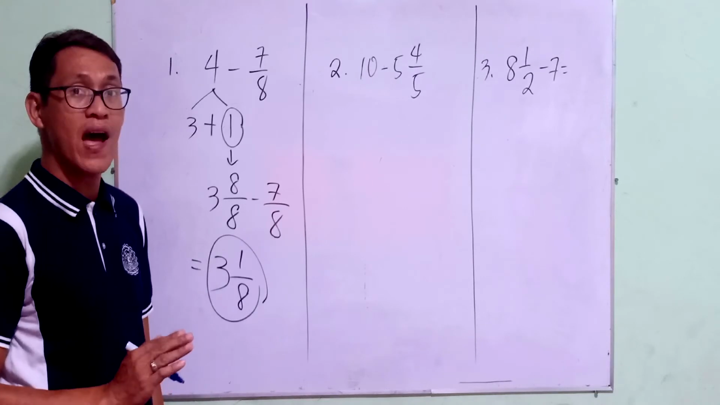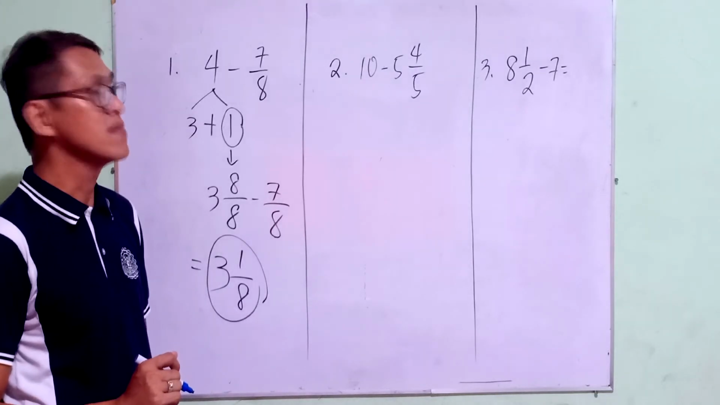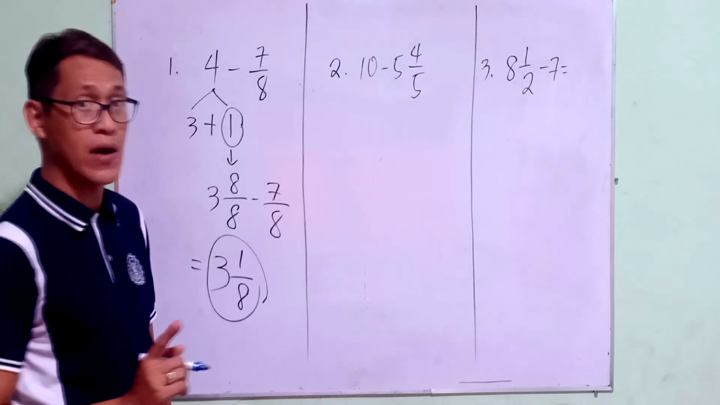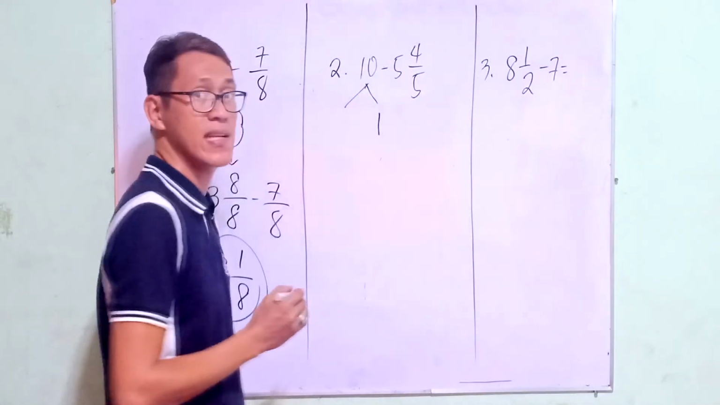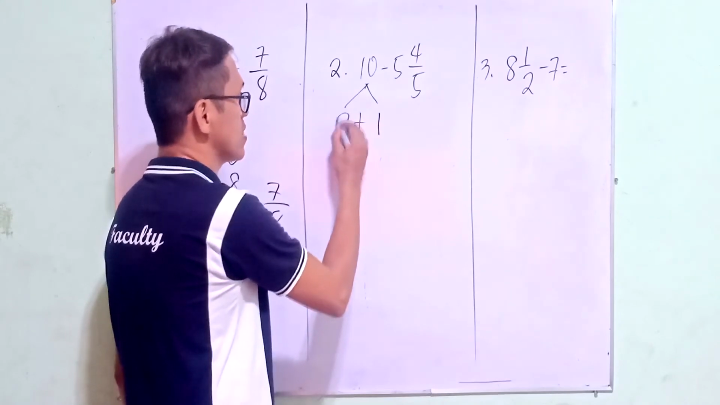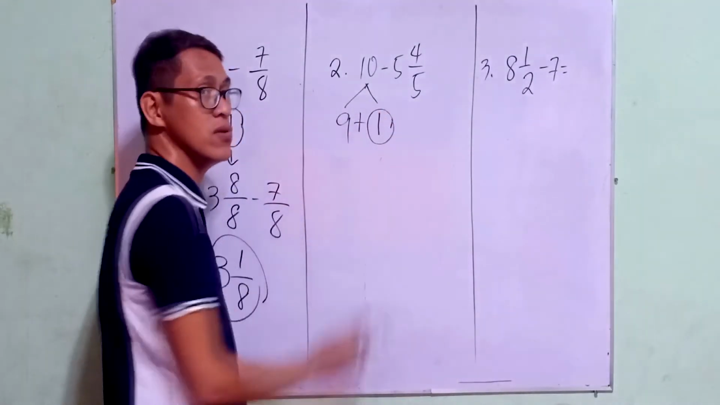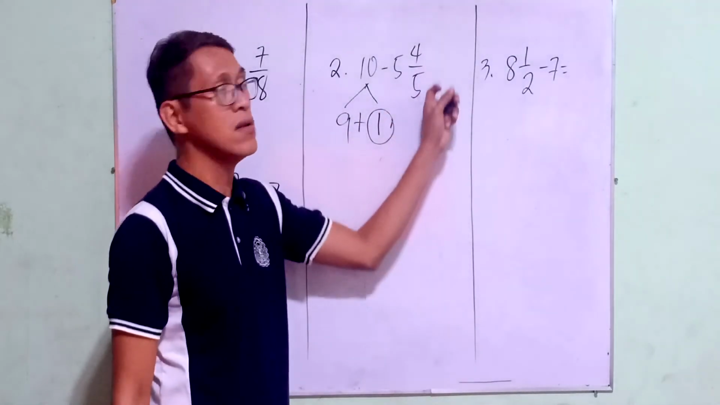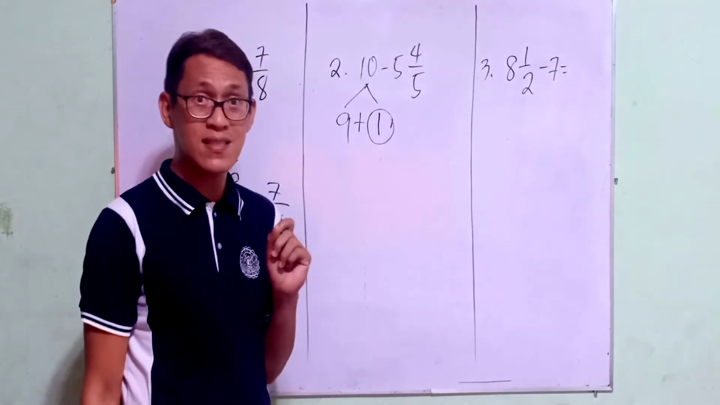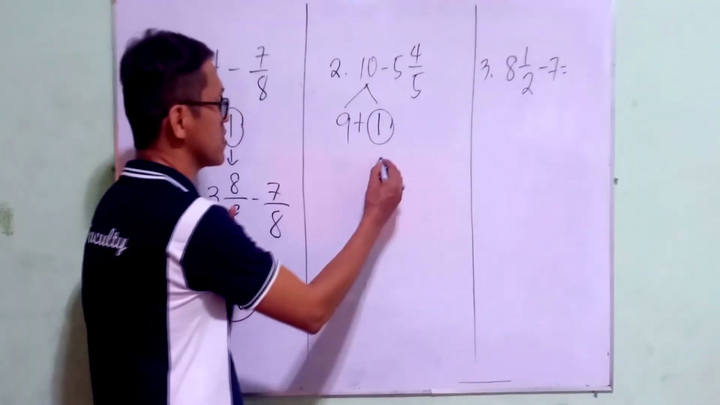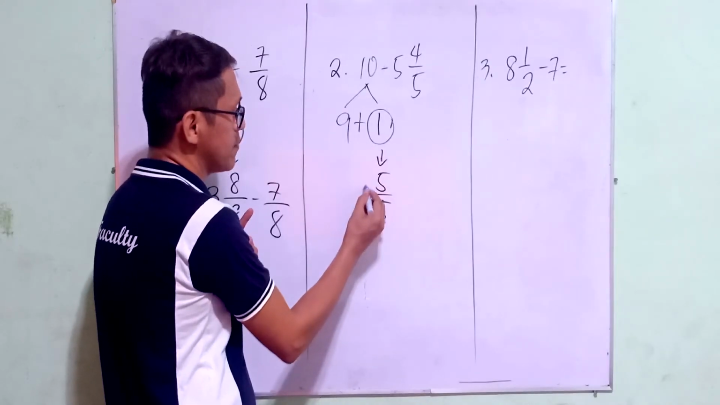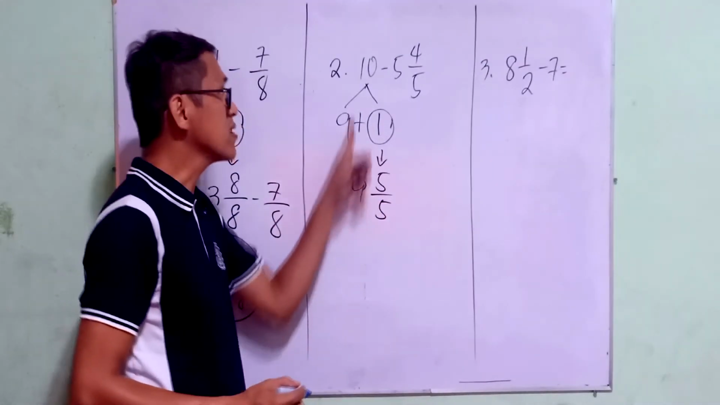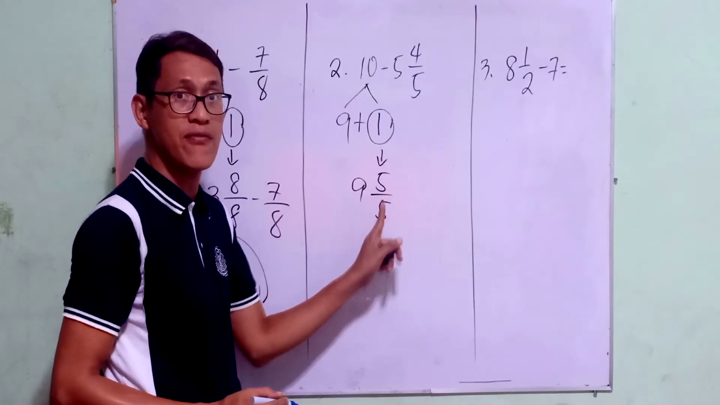What about number 2? 10 minus 5 and 4/5. Again, we have to rename or borrow 1 from 10. So split 10 into 1 plus 9. Then change 1 to a fraction similar to 4/5. And that is, yes, 5/5. Then put the 9 there. So 10 becomes 9 and 5/5.